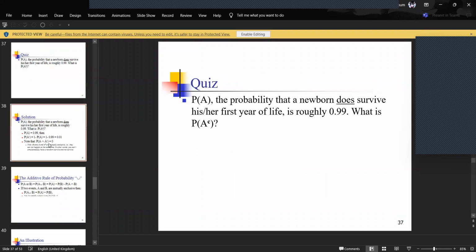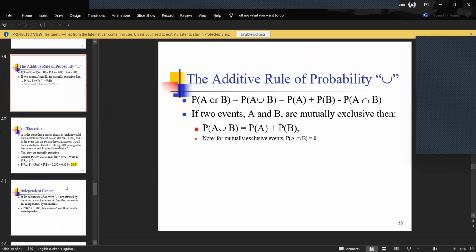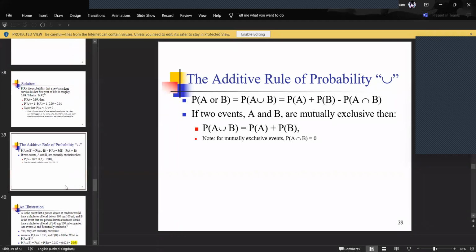This is just an example. I'm not going to go through it. So there's an additive rule: the union, or the probability of A or B, is equal to the probability of A plus the probability of B minus their intersection. Now, why is that?